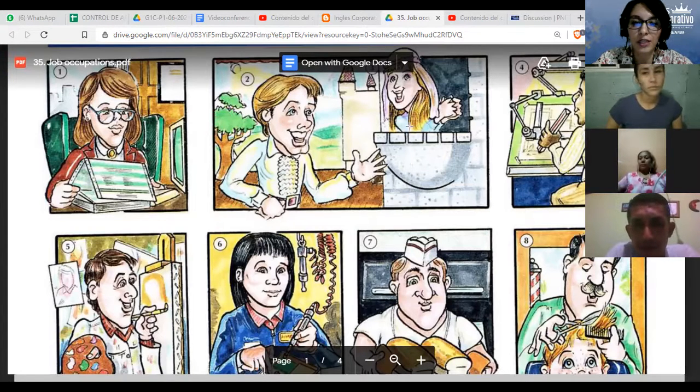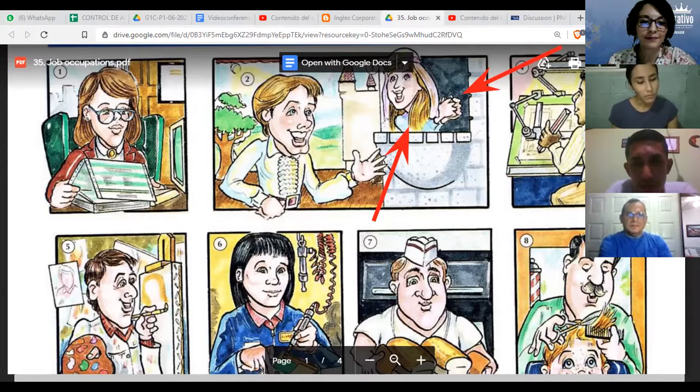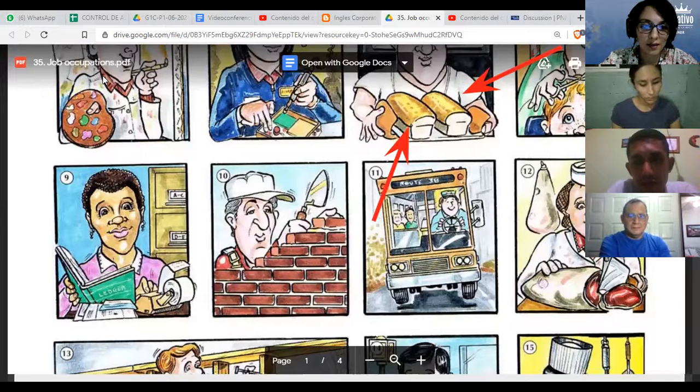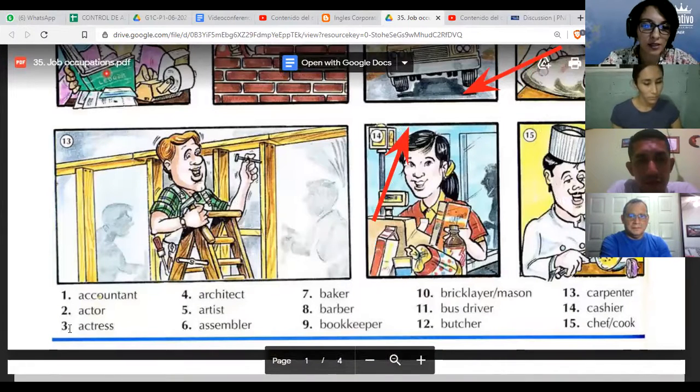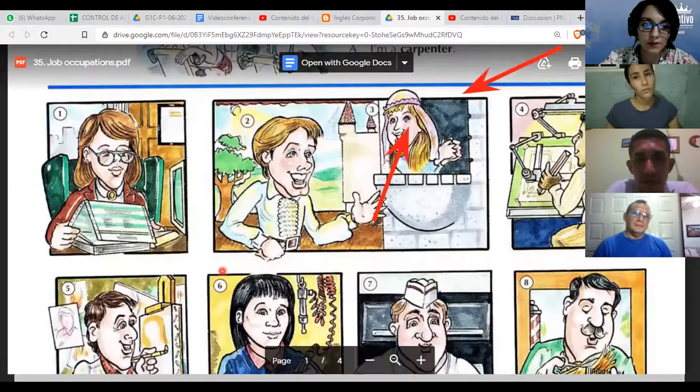What is this occupation? What is her occupation, Anna? Será una actriz. You don't know how to say it in English. ¿Alguien sabe cómo se dice actriz? No, teacher. No, it's an actress, and it's over here. I think it's at the bottom, number 3. Actress. But if you want to, I can send it in the chat. I'm going to send it in the chat so you can take notes.